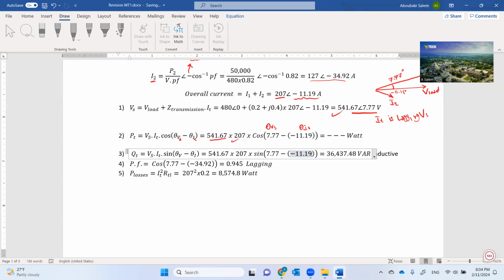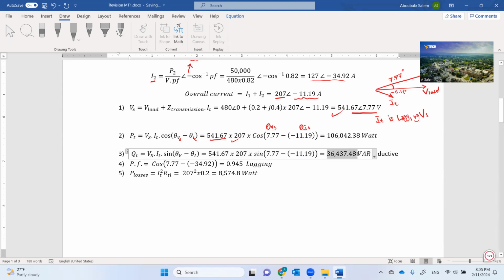So if we calculate now, 541.67 times 207 times cosine 7.77 minus negative, so this is plus 11.19. The total power here will be 106,042.38 watts. So this is the amount of active power.